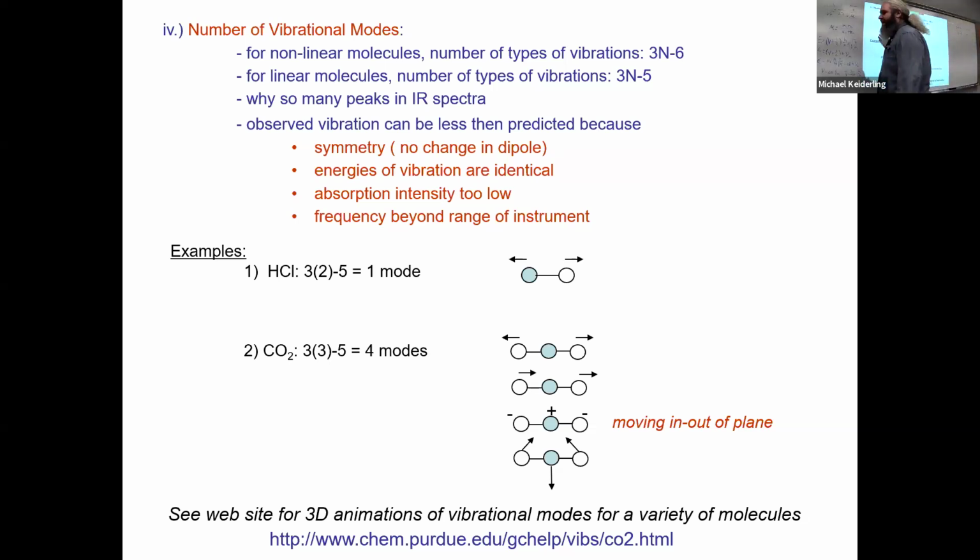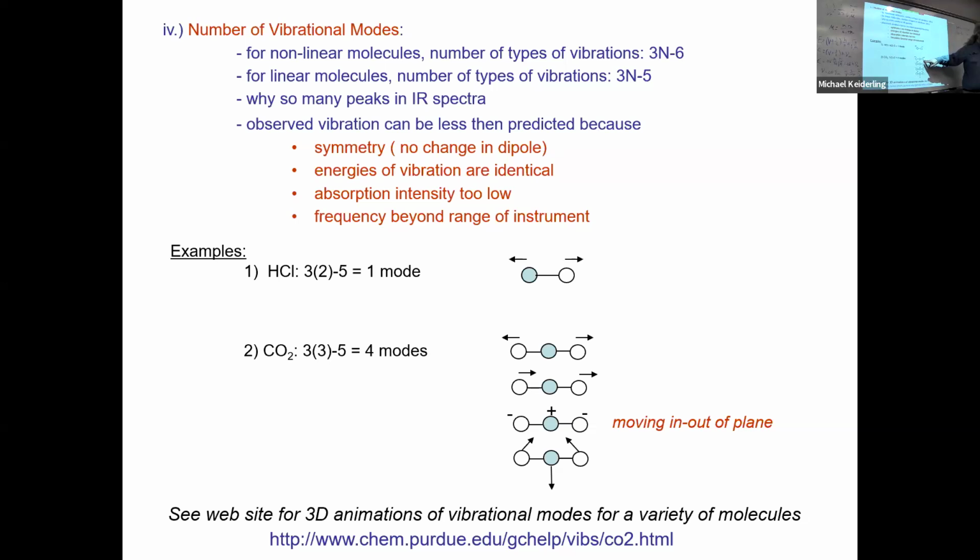So, for example, any diatomic molecule is linear. So HCl has one mode. CO2 has four modes, 3 times 3 minus 5. But H2O would only have 3 modes. But for CO2, not all these modes are active. So CO2 has 4 modes, but you would expect to actually only see 2 peaks.